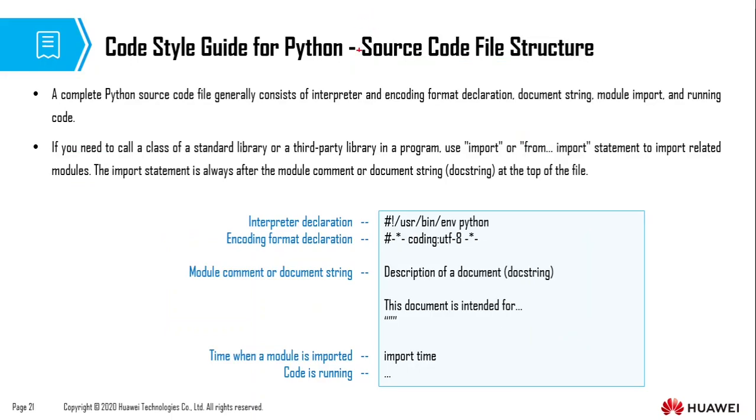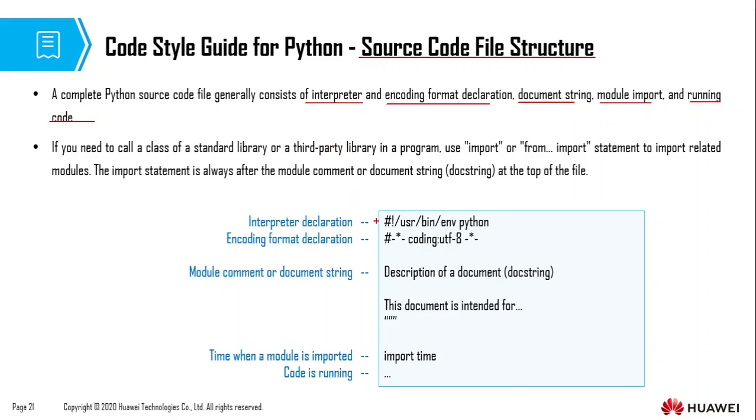So the source code file structure, how does it look? A complete Python source code file generally consists of the interpreter, the encoding format declaration, then you have the document string, then you have the module import and the running code. So those are the things that must be there in any source code file.